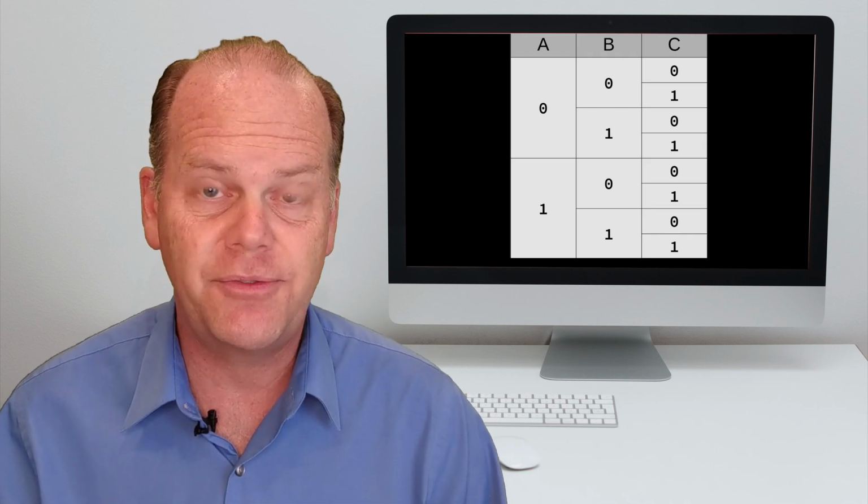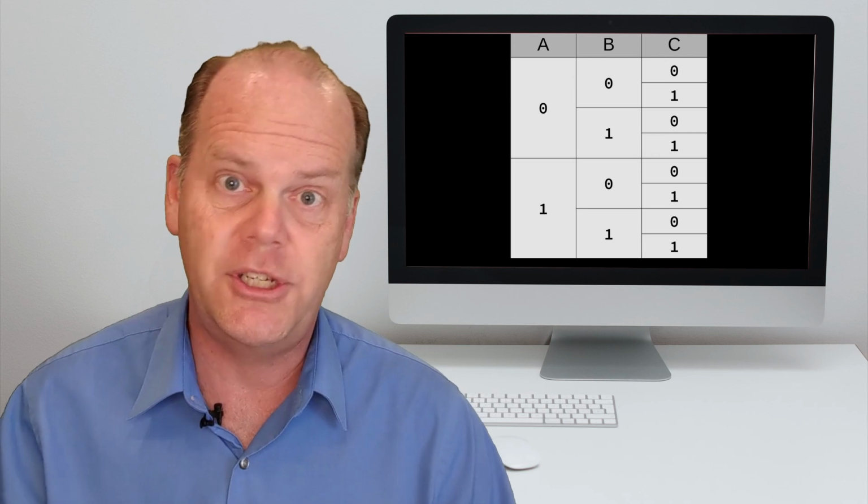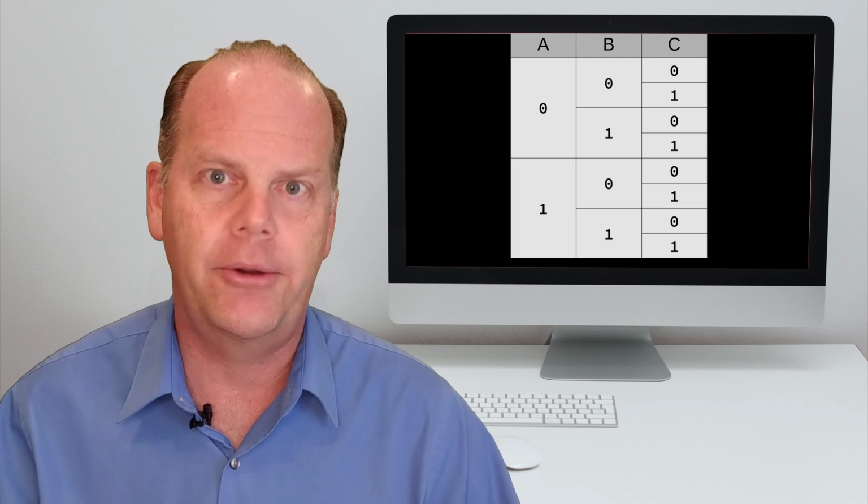If you add a third input, there's 2 possibilities for that one for each of the others. So it's 2 times 2 times 2, which is 8. If you had 4, there'd be 16, etc.